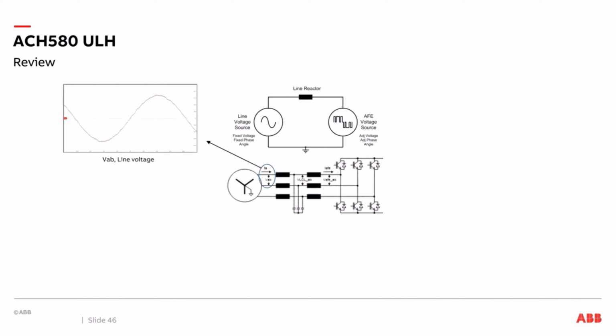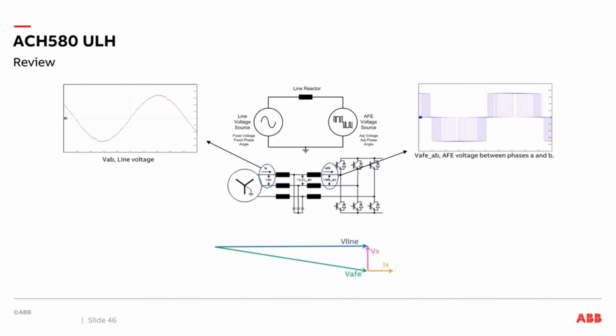So our input voltage is fixed. The active front end pulse width modulation can be manipulated to adjust the voltage in comparison to the input line voltage and adjust the phase angle in comparison to the input line voltage. When we look at the input line voltage phasor and the active front end voltage, we can determine the voltage X. At voltage X, if it's at 90-degree angles to the line voltage, the current will be in line with the line voltage. At this point, we have unity power factor. So by manipulating the voltage and the phase angle of the active front end, we can manipulate the current and create unity power factor.